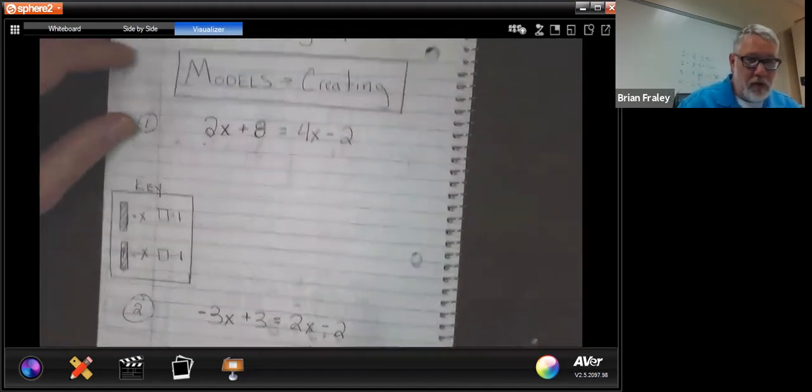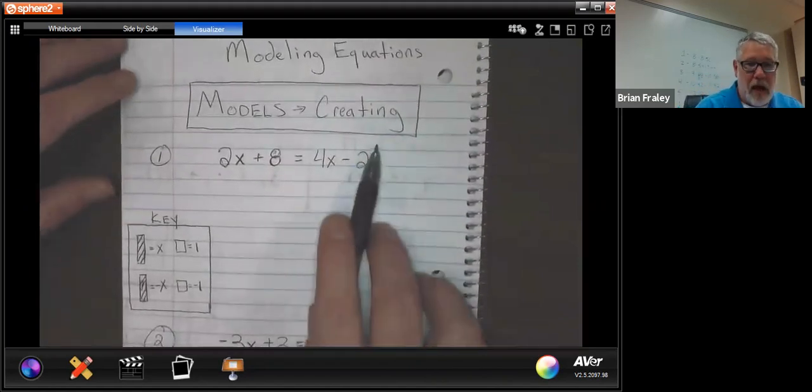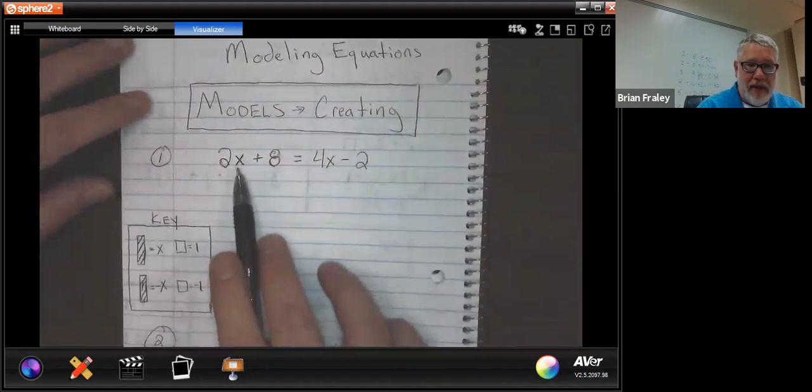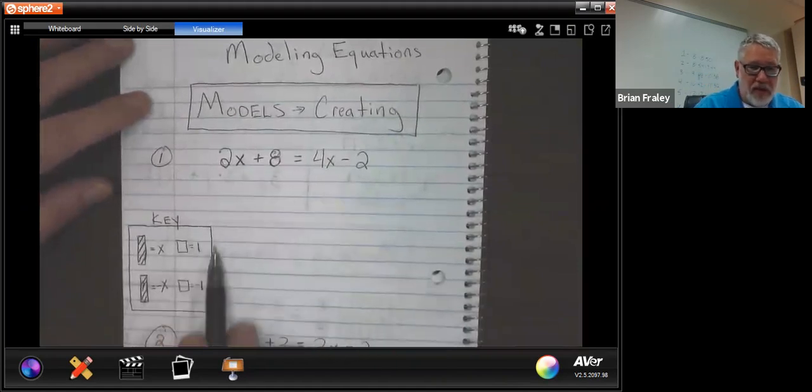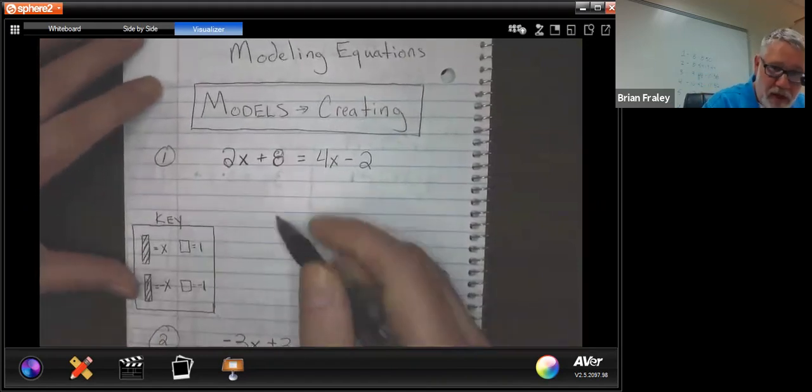We're ready to move on to the next slide. We're going to go the opposite direction. We're going to go to creating models, okay? We're going to have an equation, and we're going to use this key to create a model representing 2x plus 8 equals 4x minus 2.